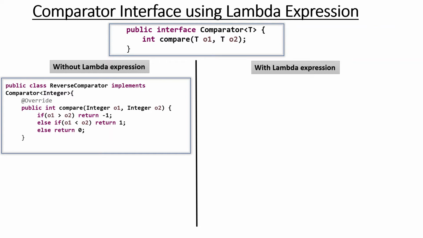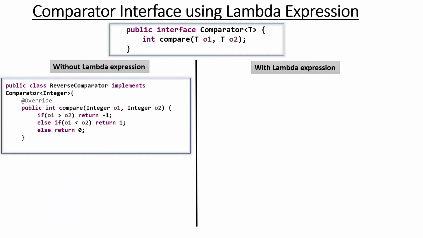Public class ReverseComparator which implements the Comparator for Integer. Here we have overridden the abstract method compare that takes two input parameters and performs some operation for their comparison and then returns an integer to tell us which object should come first while sorting. So here we have implemented the reverse order of the comparison.